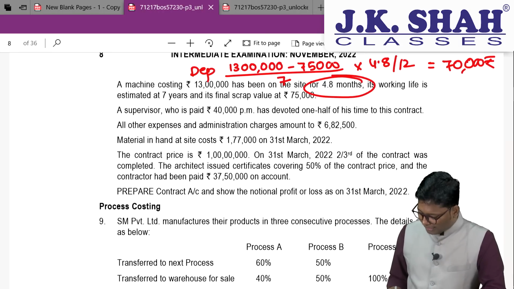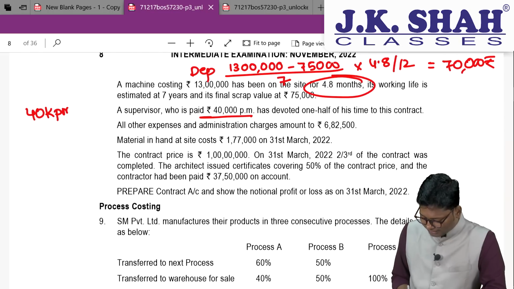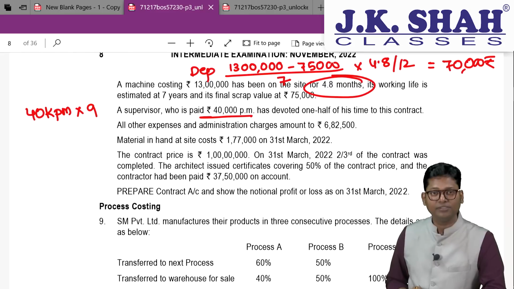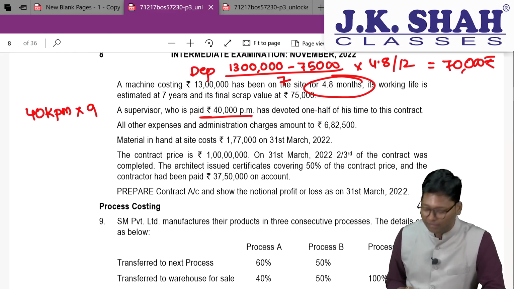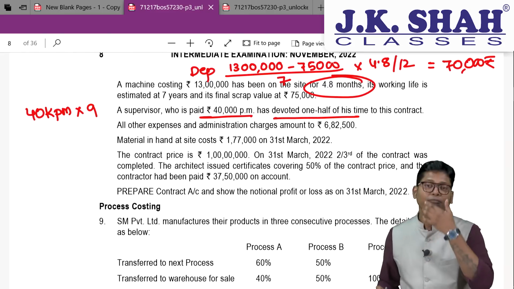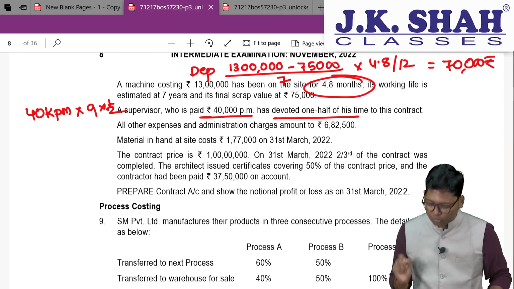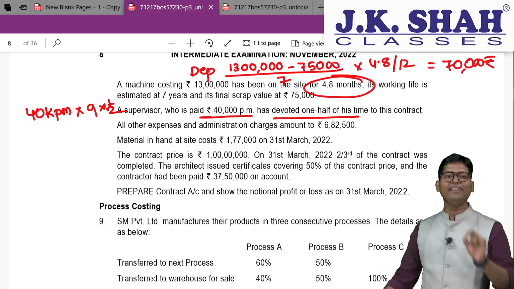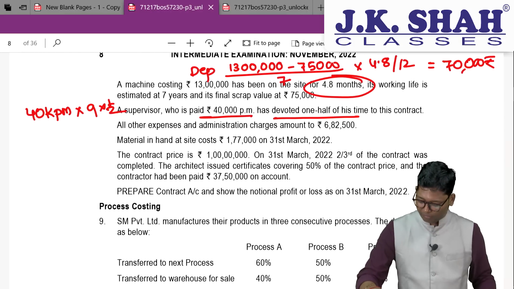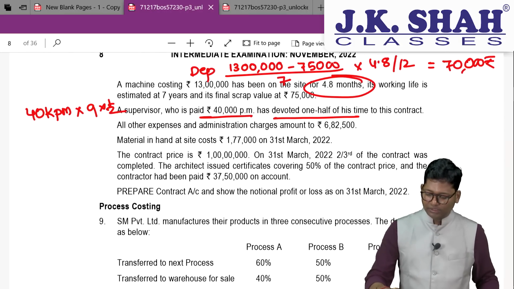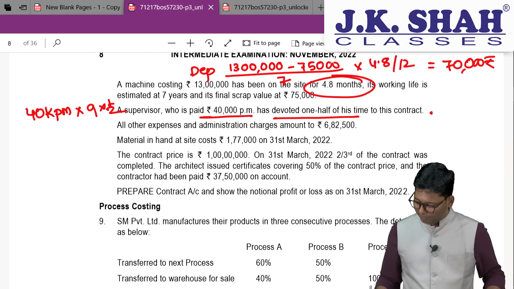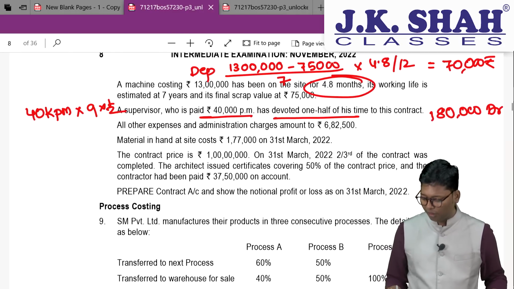Supervisor is paid 40,000 per month. So generally 40,000 per month is given. My contract period is 9 months. So basically I should multiply it by 9. But he has devoted only half of his time. Half of his time means only half of his salary is related to the contract. So it is 40,000 into 9 months into 50%. That means 1,80,000 salary to be recorded on the debit side of contract account.